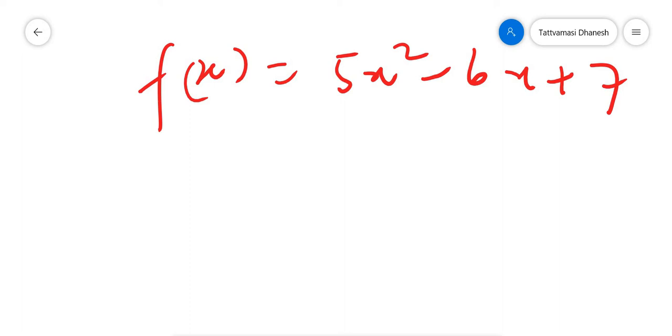If you are more interested in the maximum value, we call it gradient ascent. We are not discussing gradient ascent here. We are discussing gradient descent. So what is the value of x for this?